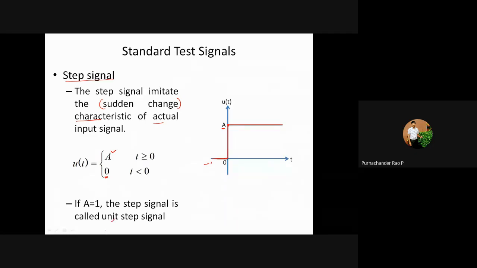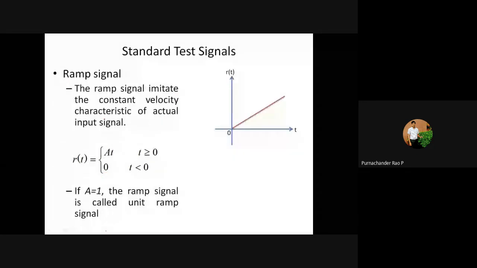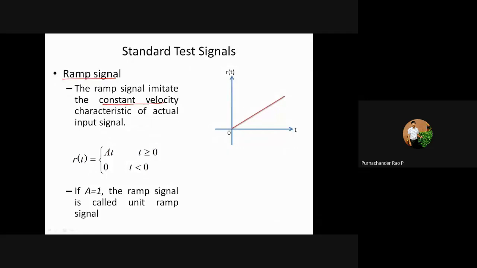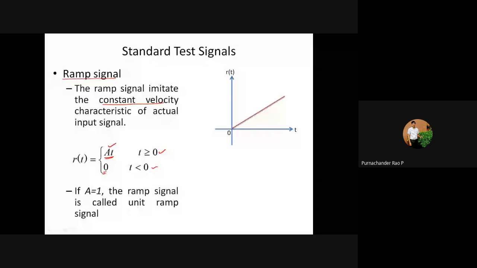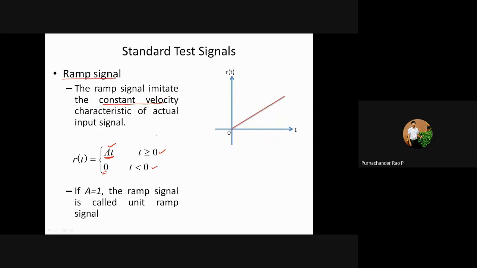And then the ramp signal. The ramp signal indicates a constant, linear velocity. So a into t gives r of t equal to a t for t greater than or equal to 0, and this value is equal to 0 for t less than 0. You just need to explain what the ramp signal is and what its mathematical representation is. And if a is equal to 1, the ramp signal is called a unit ramp signal.